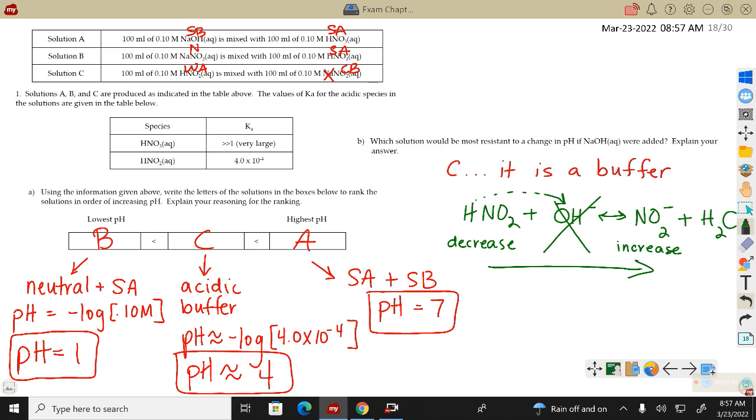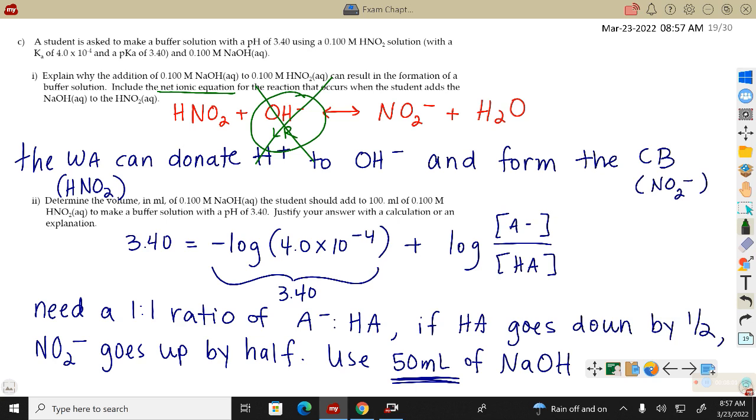If the hydroxide is in excess, then it means that the HNO2 would have been limiting. And if that's limiting, it means that the acid is gone, and I need that to be part of my buffer.